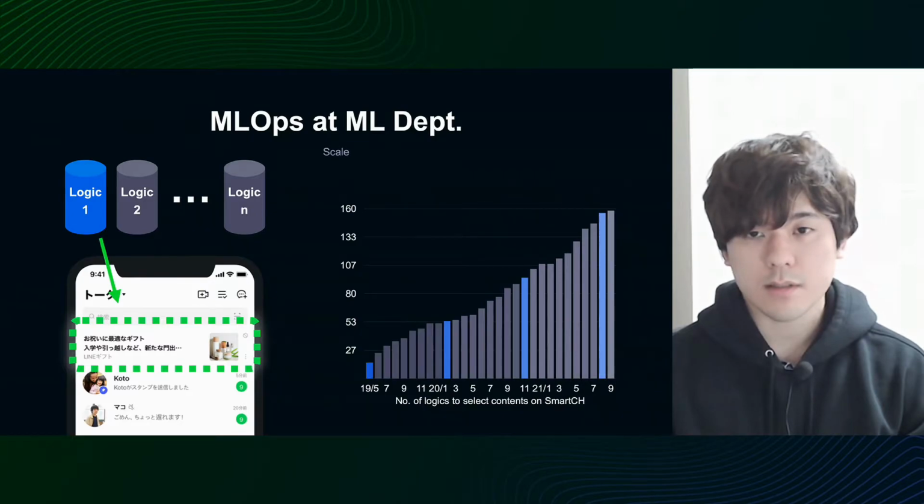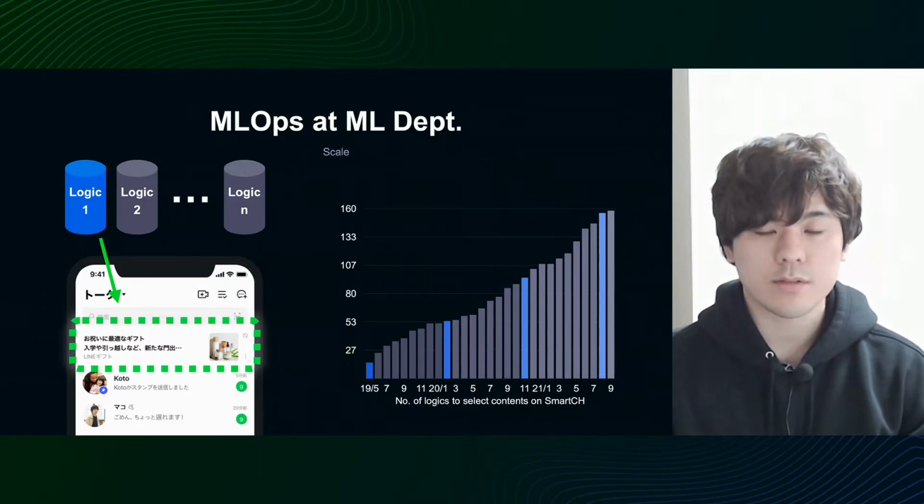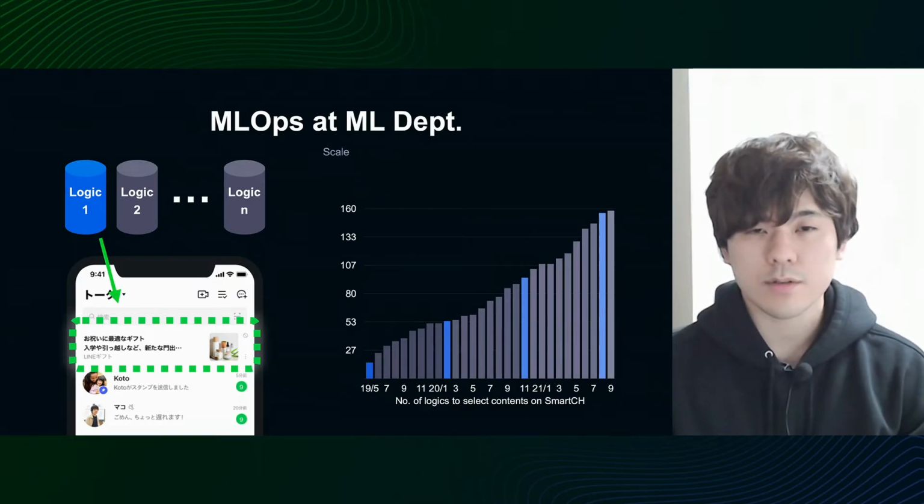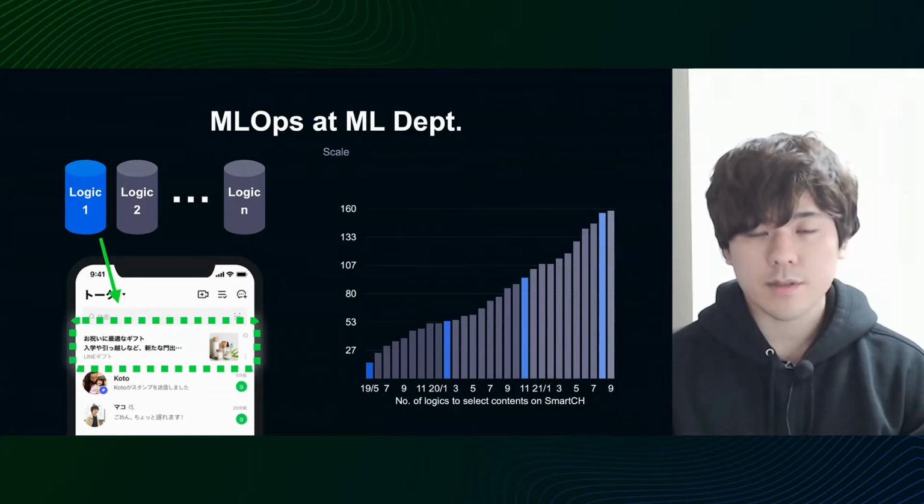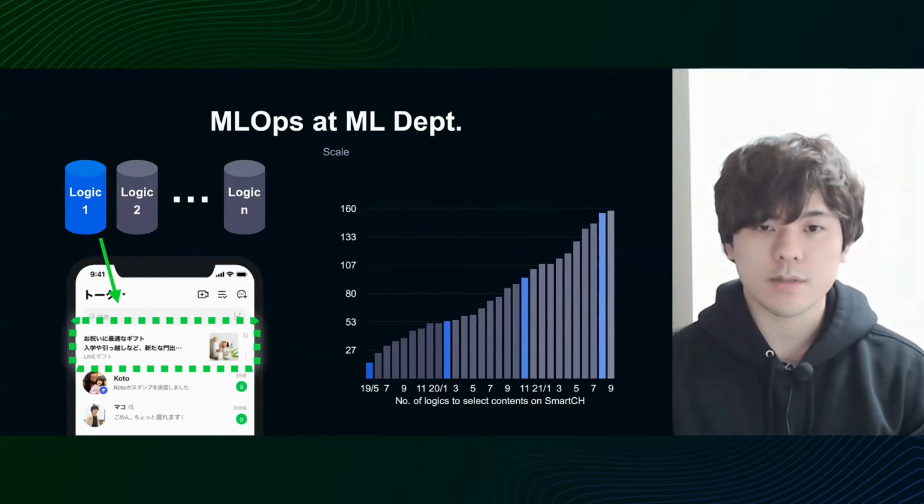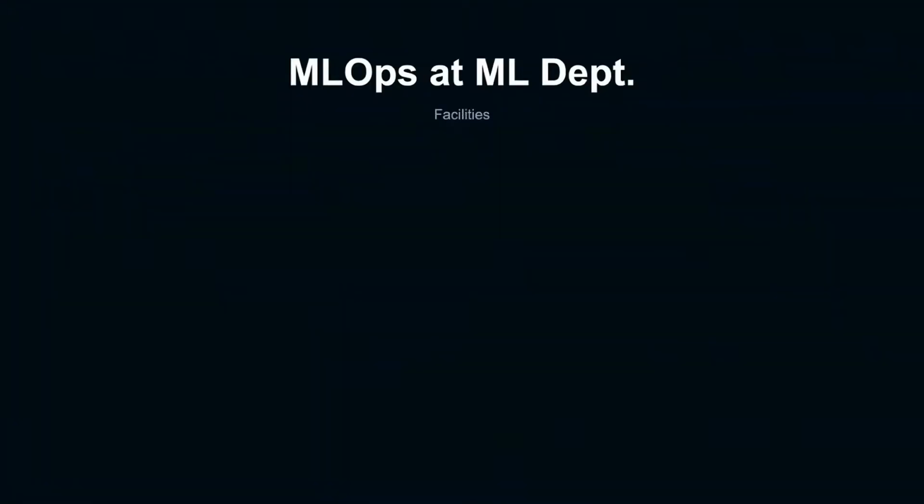The graph on the right shows how the number of logics handled by the Smart Channel changed over time. The number has increased tenfold in about 2 years. The number of products that the ML department has for the Smart Channel has also increased proportionally. This is just one example, but you can see that the number of ML products at the ML department is increasing at such a rate.